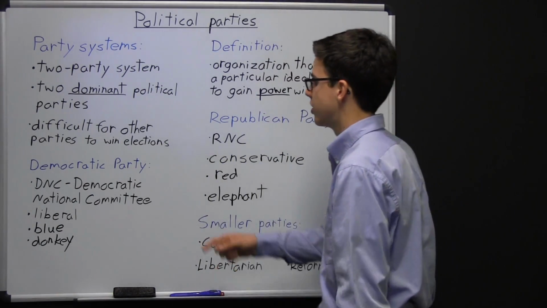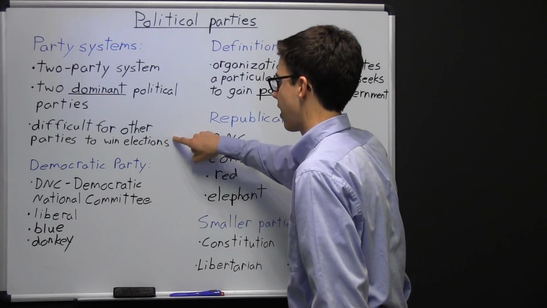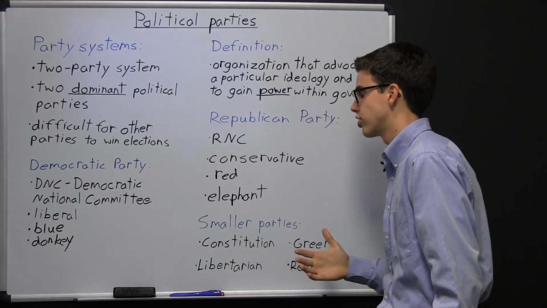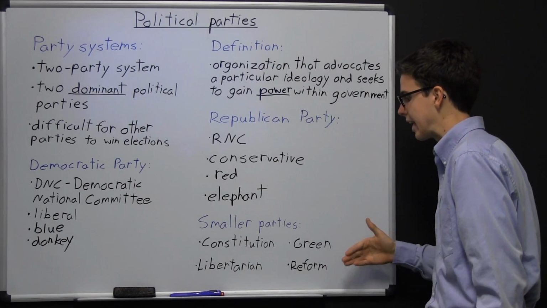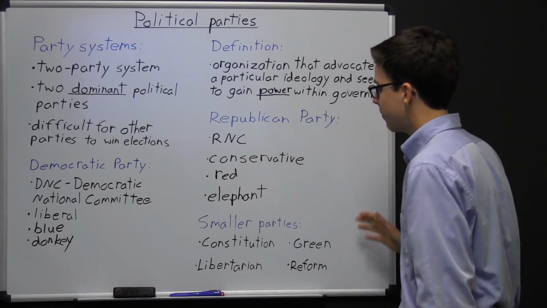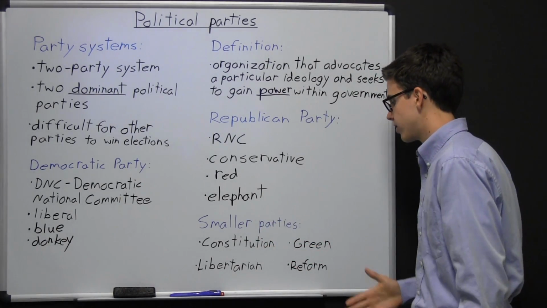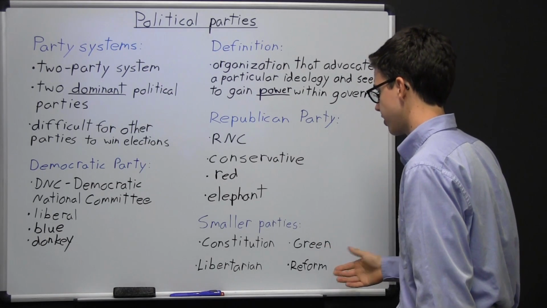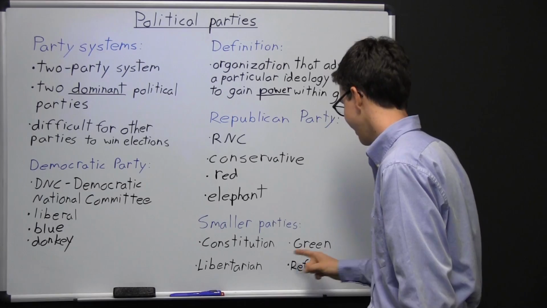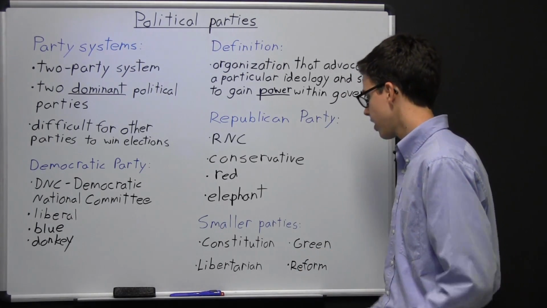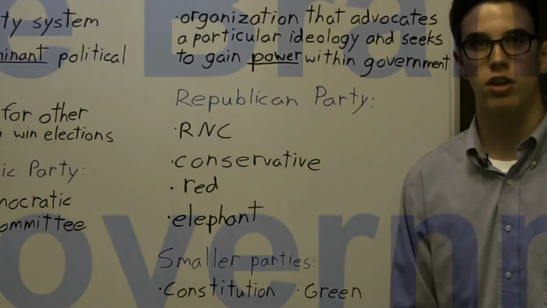Now, earlier I mentioned the other parties that are out there and how it is difficult for them to win elections. There are some smaller parties out there that may occasionally win an election, but not very many. And so there are many small parties out there, but some of the more well-known smaller parties are the Constitution Party, the Green Party, the Libertarian Party, and the Reform Party. So that's a brief look at political parties.